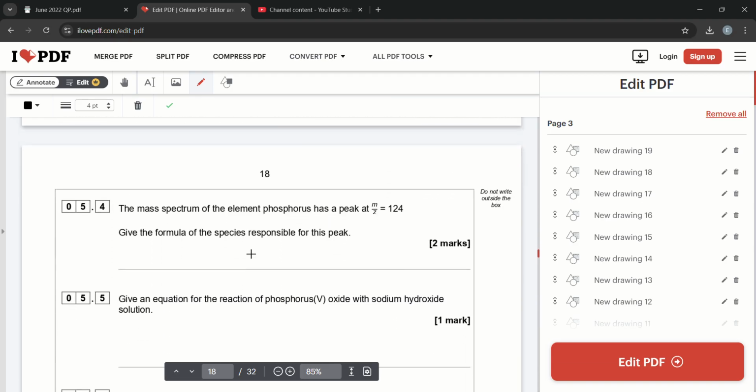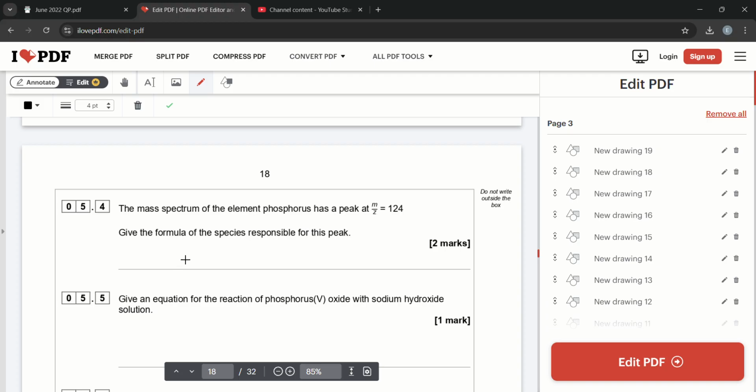just going to be red. 5.4, the mass spectrum of the element phosphorus has its peak at m/z equals 124. Give the formula of the species responsible for this peak. I've never seen this type of question before. This is an A-level paper. Two marks as well.